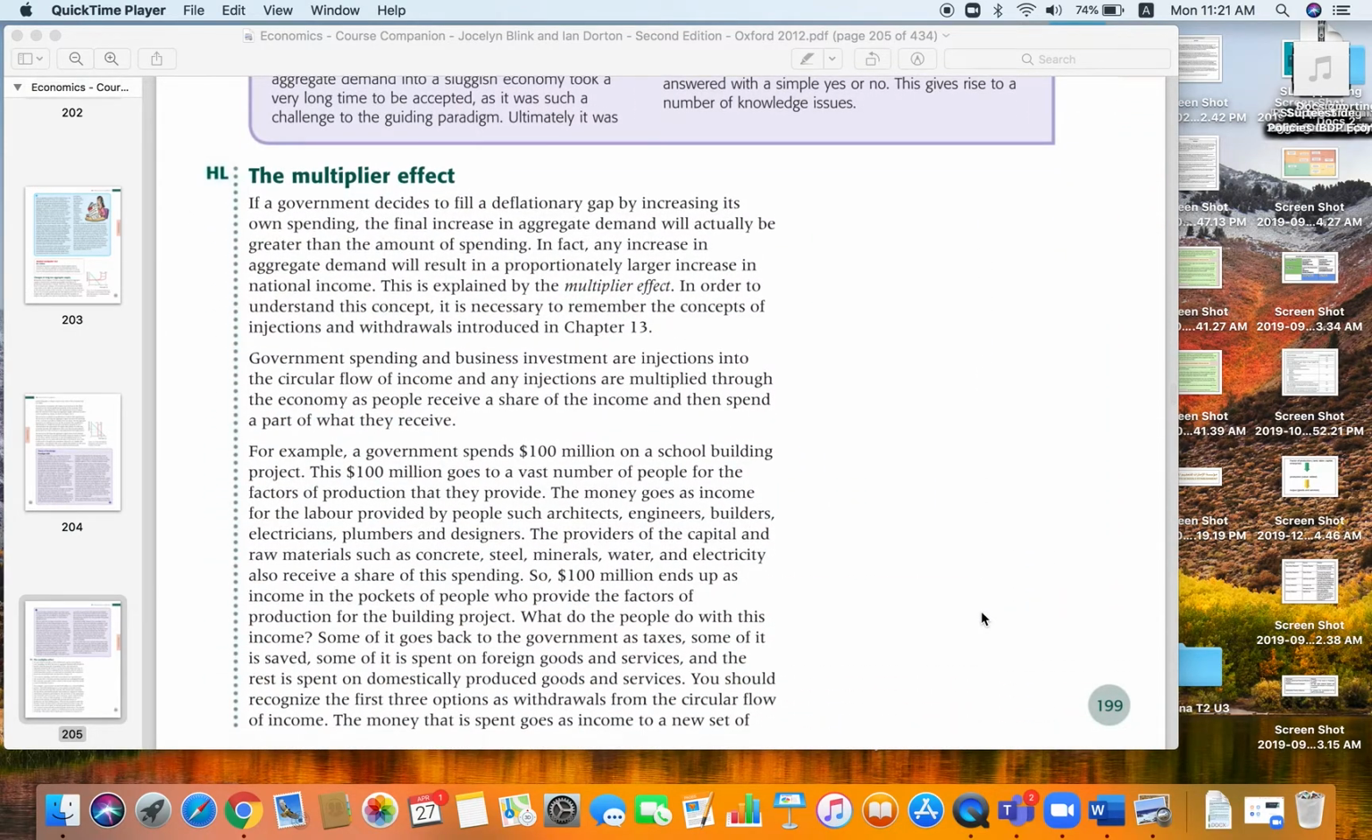So I hope that helped. I'm going to stop it right there because the next section is on the multiplier effect, which is HL only. So I'll do that in a separate video.